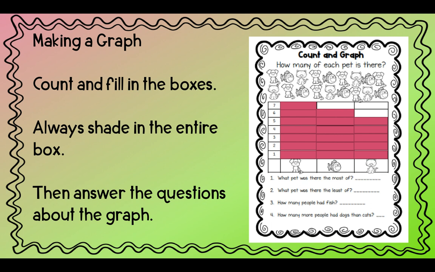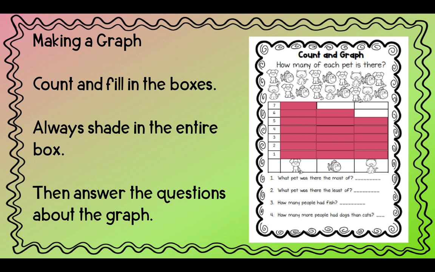Now we're good to answer the questions about our graph. We've counted the animals and we've shaded in our boxes. Now it's easy to see our information. So, what pet was there the most of? Use the bar graph to find the one that had the most. What pet was there the least of? Take a look at the bar graph and see which bar was the lowest.